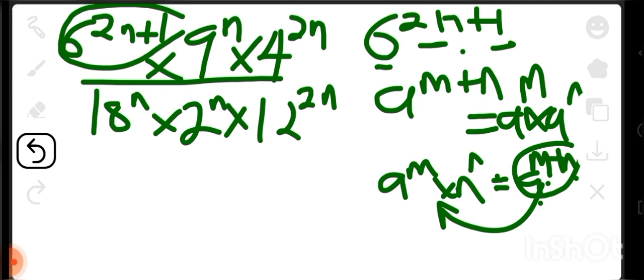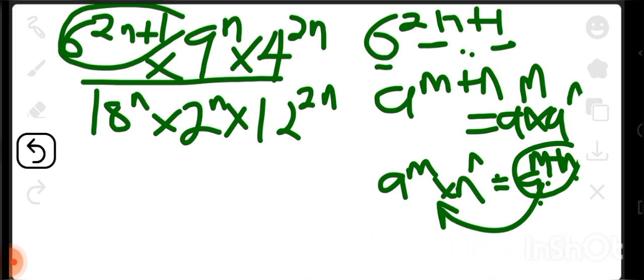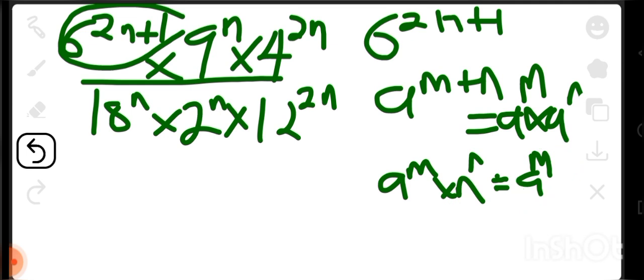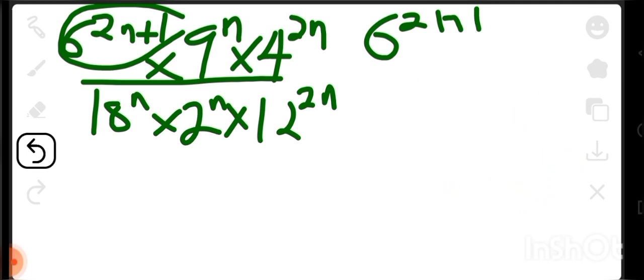So 6 raised to the power 2n plus 1 can also be written as 6 raised to the power 2n times 6 raised to the power 1. This and this are the same, interchangeably. Taking note of that is very important. So let's go into the work now. From that explanation, we can move on to resolve this question, because you just apply the rules of indices.